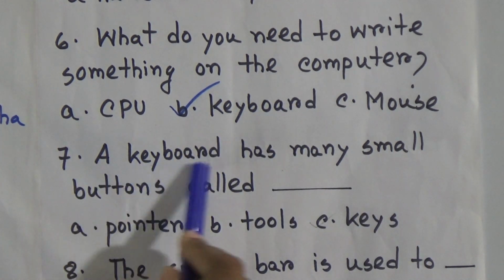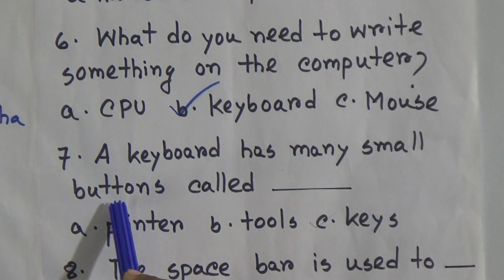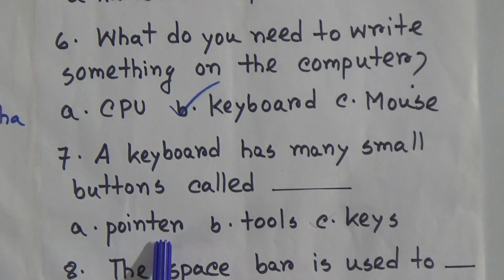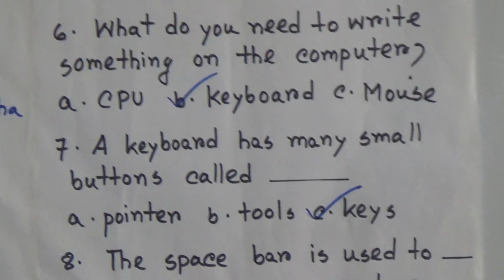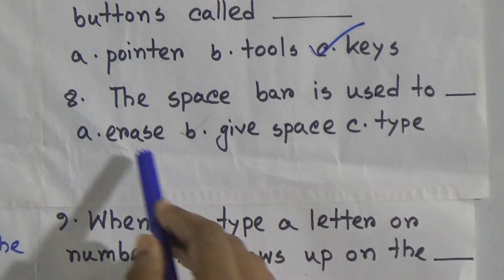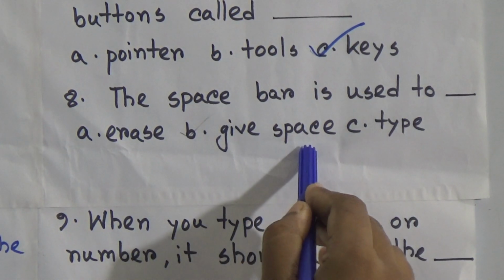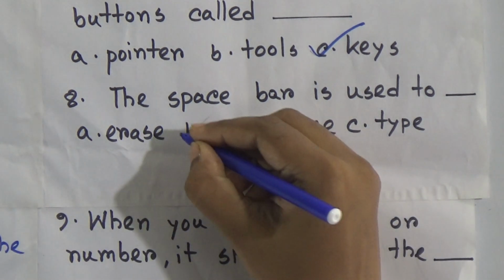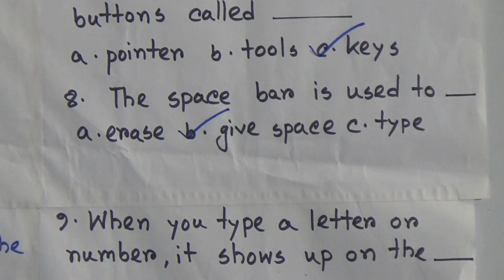Number 7, a keyboard has many small buttons called what? Printer? No. Tools? No. They are called keys. The answer will be C, keys. Number 8. The spacebar is used to what? Erase, give space, type. The spacebar is used for giving space.